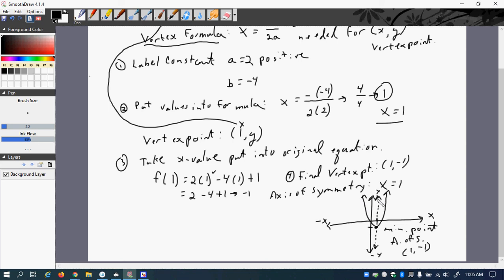You always have to show the axis of symmetry, which is not really part of the curve. It's just cutting the graph in half. And then you always have to find your minimum point or maximum point, which is your vertex.